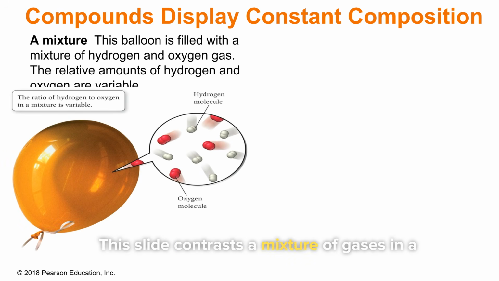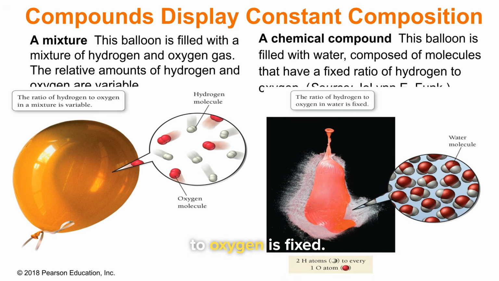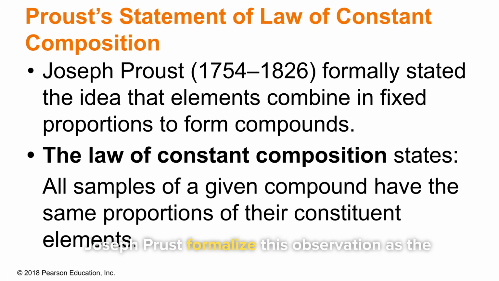This slide contrasts a mixture of gases in a balloon with a chemical compound like water. In a mixture, ratios are variable. In a compound like water, the ratio of hydrogen to oxygen is fixed. Joseph Proust formalized this observation as the law of constant composition. It states that all samples of a given compound have the same proportions of their constituent elements.